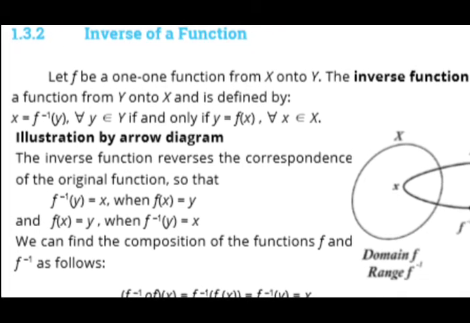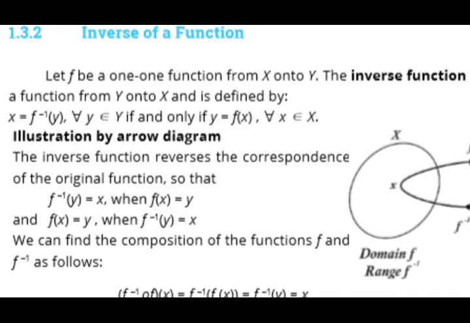A function from Y onto X is defined by f inverse of y equal to x, which we write as f of x is equal to y. Now the inverse is x is equal to f inverse of y, for all y belonging to Y, if and only if y is equal to f of x.